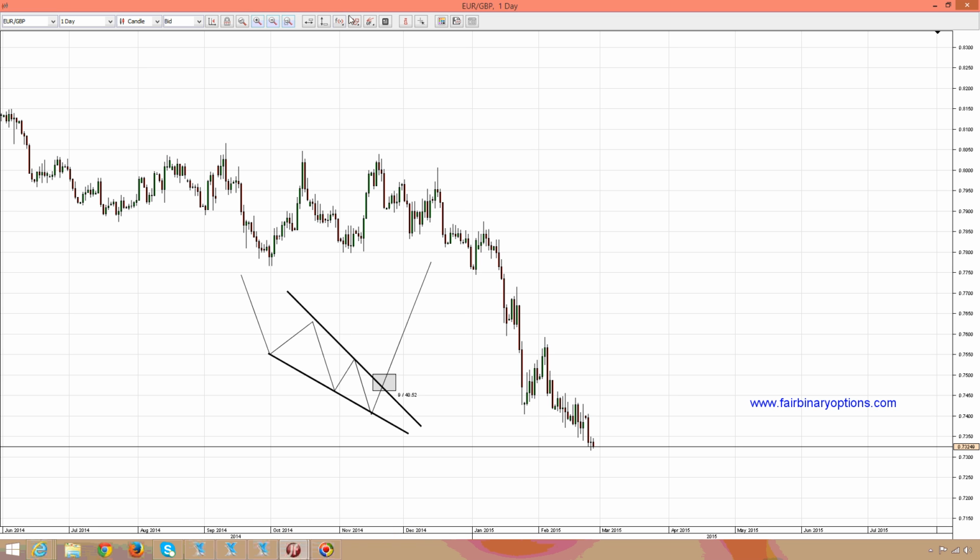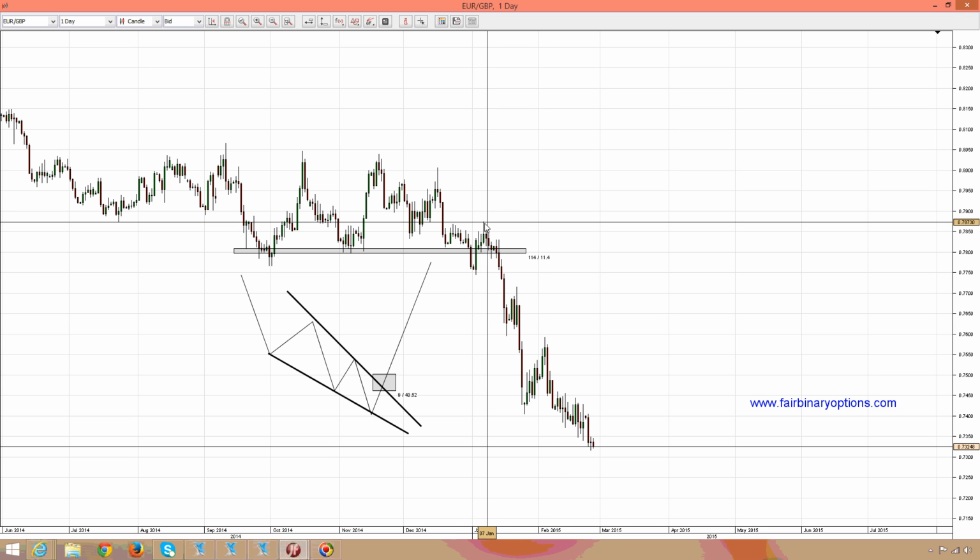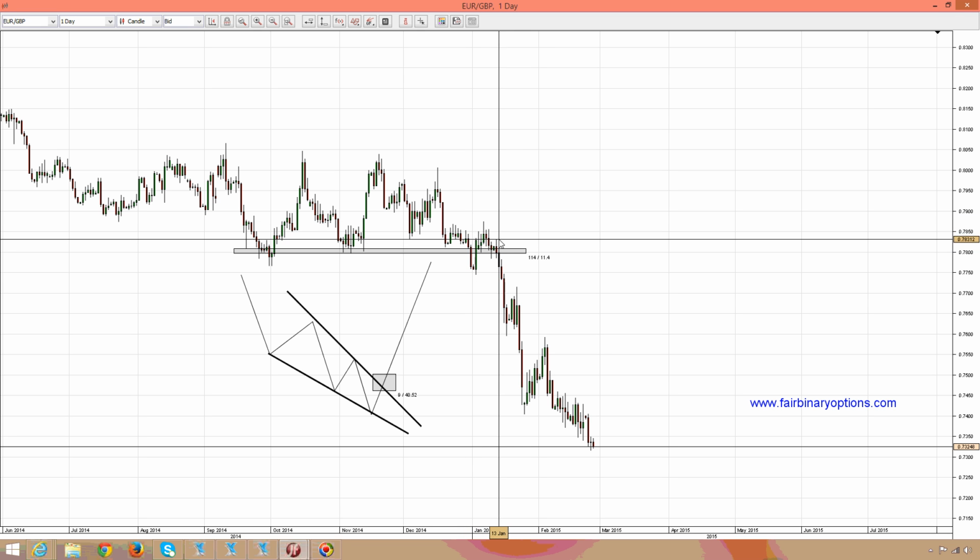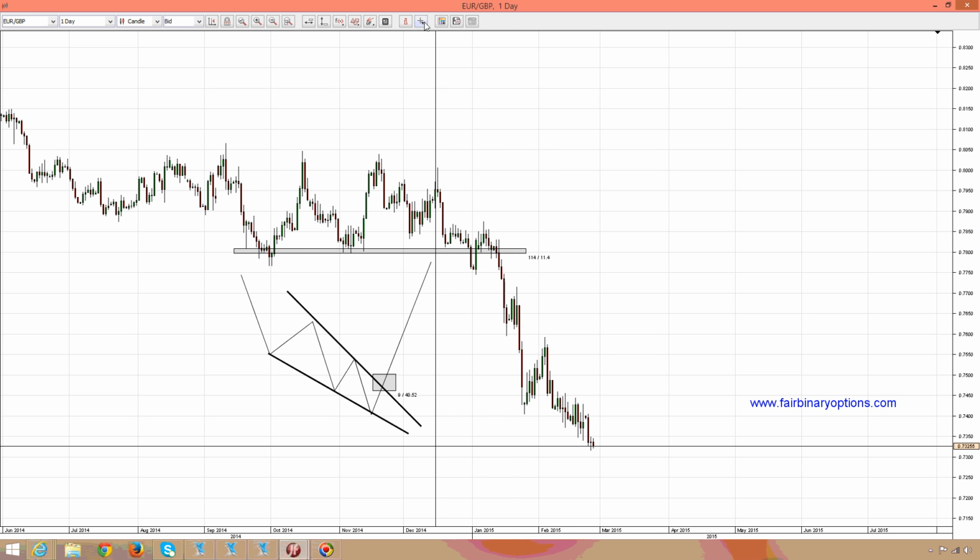Our wedge, I would say, started from the moment that this support here was broken. So the wedge started either from those highs, or from those highs. I would say from this moment of time. So from this moment we have what? The wedge goes like this. 1, and the second wave, the third wave, the fourth, and the fifth, to be done around here, around this level.